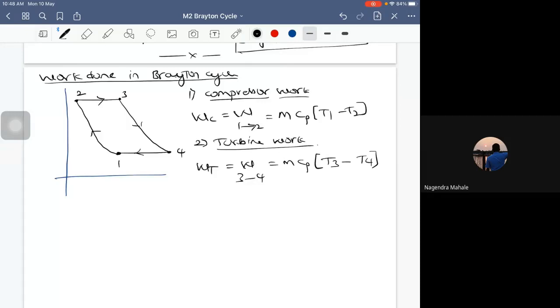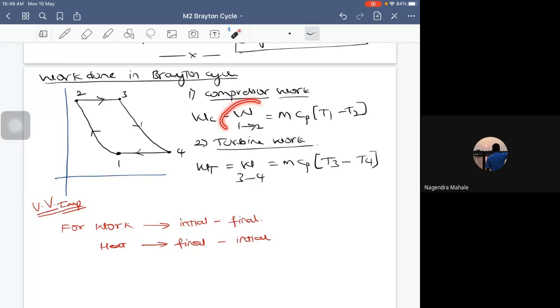Okay, now if you observe this, this is a very, very important line that I'm going to write here. If you observe, for work calculation, it is always initial minus final. When it comes to heat, it's final minus initial. Yes or no? When it comes to work, it is initial minus final. For example, take state 1 to state 2. This is your initial, correct? And this is your final. So m Cp, initial minus final.